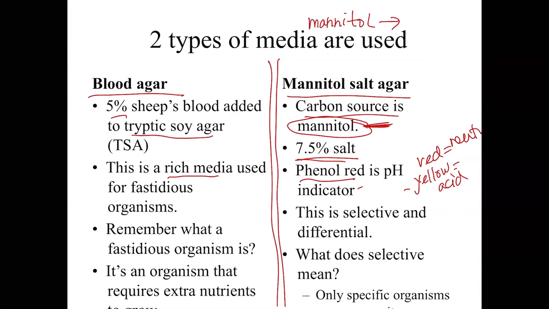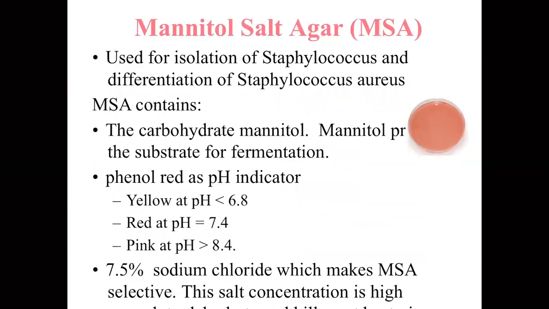Okay, mannitol salt agar is selective and differential. So selective means that only certain organisms are going to grow on it, and differential means that we're going to be able to identify different organisms. They're going to look different. Okay, so mannitol salt agar, we use it to isolate staph, and then we can differentiate staph with it.